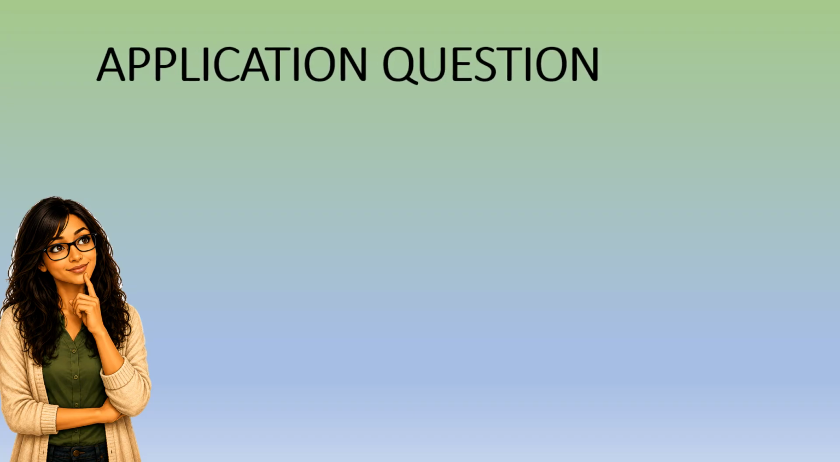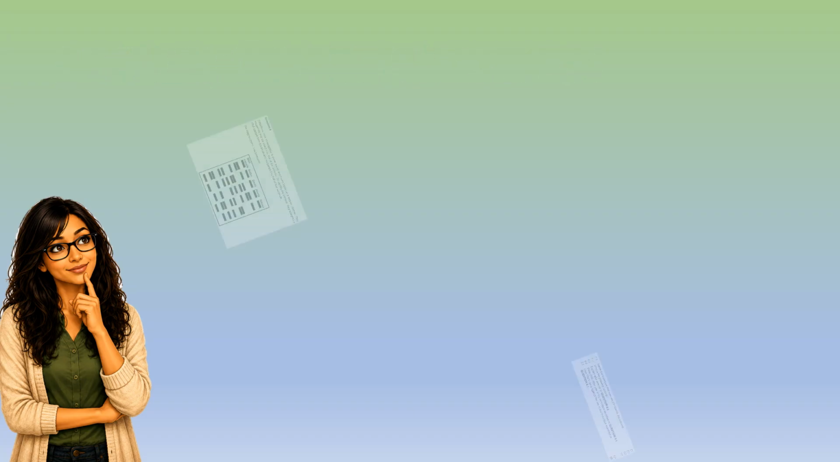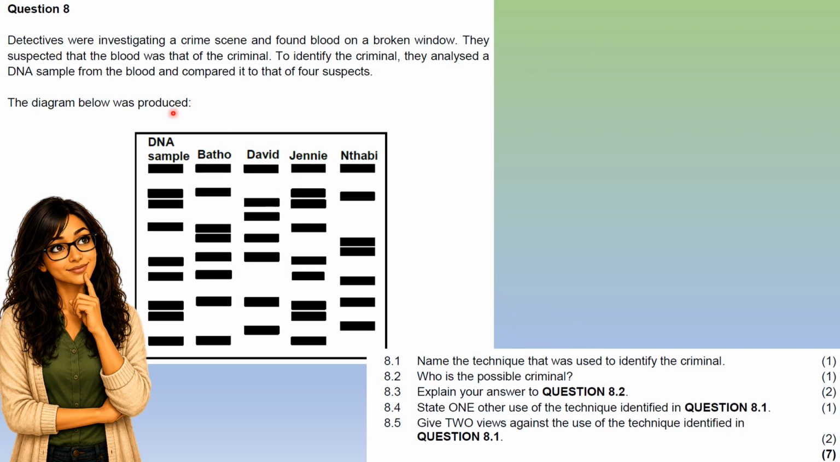So let's look at some applications. Here you have a scenario whereby detectives were investigating a crime scene and they found blood on a broken window. They suspected the blood was that of the criminal, and to identify the criminal, they analyzed the DNA sample from the blood and compared it to the 4 suspects.